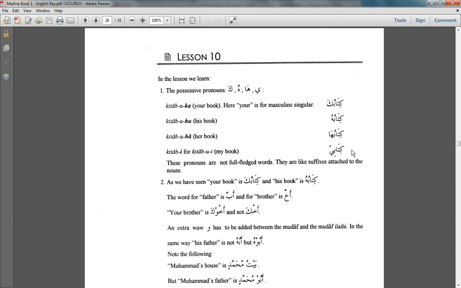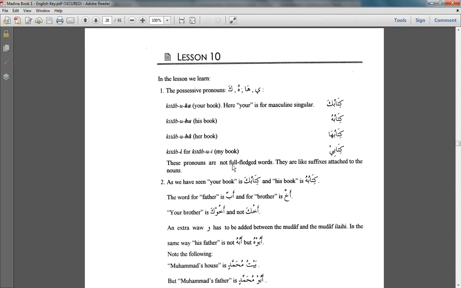Kitabi, my book. So let's use the noun bait, for example. Baituka, your house. Baituhu, his house. Baituha, her house. Baiti, my house.